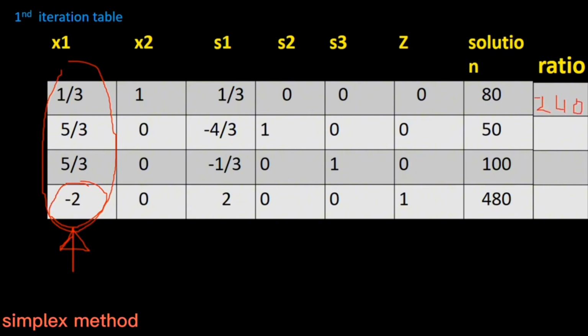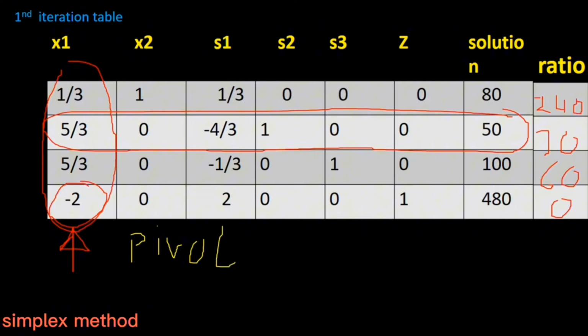50 divided by 5 on 3, that is 30. 100 divided by 5 on 3, that is 60. Here is 0. We take the least positive element. The least positive element here is this one. Therefore, our pivot is equal to what? This element. That is what? 5 all over 3. Our pivot is 5 all over 3. Okay, hope it's okay for this point. The pivot is 5 on 3.